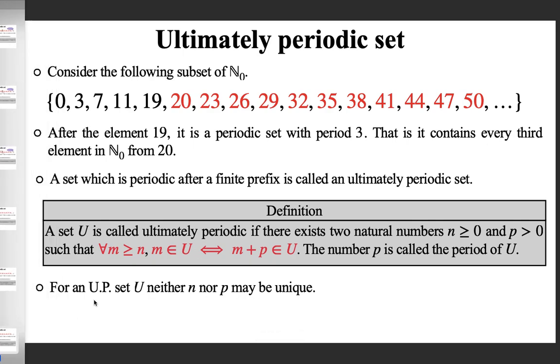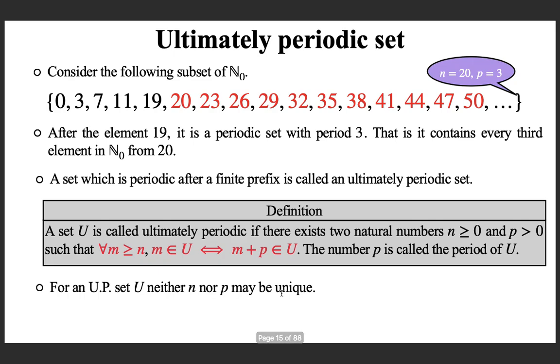For an ultimately periodic set U, neither n nor p may be unique. For example, here you have n as 20 and p as 3, that you already verified. You can also take n as 21 and p as 6. You can see that for every value greater than or equal to 21, say 23, 23 is there if and only if 23 plus 6, 29, is there. So, that sequence is again there. So, n and p may not be unique. I hope you are getting me.